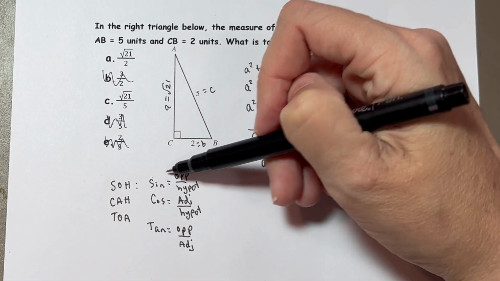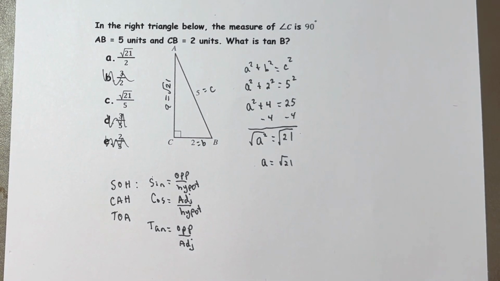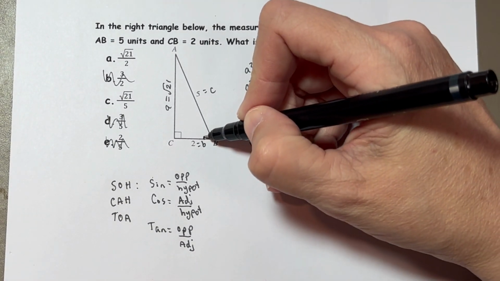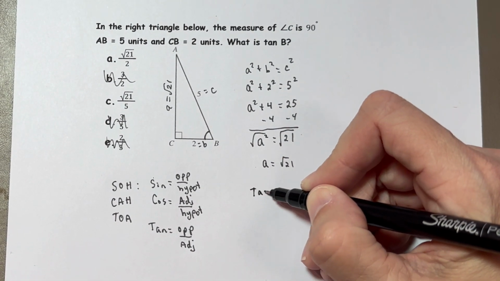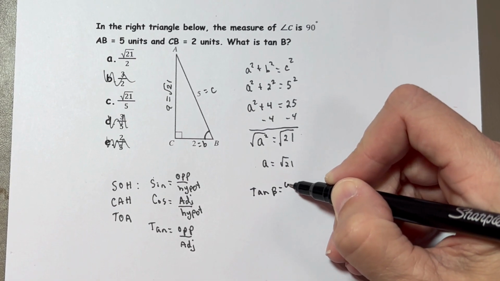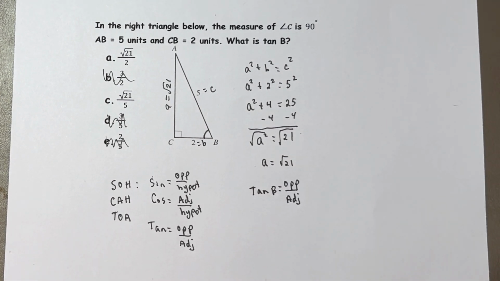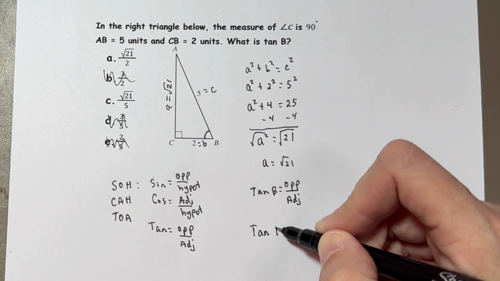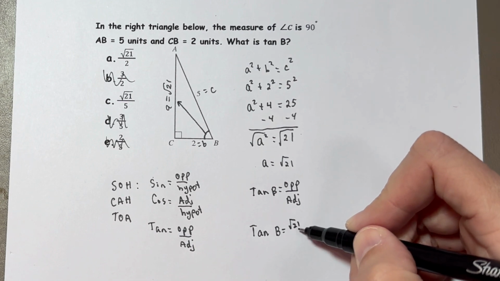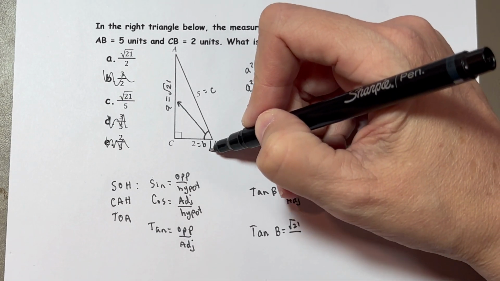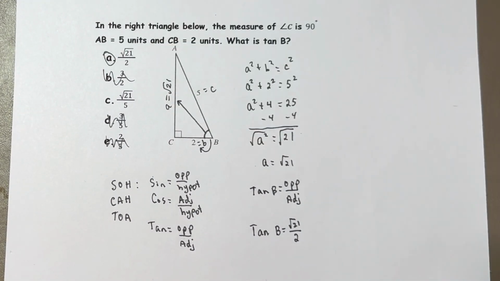Look at the letters. SOHCAHTOA. Now, what are we looking for? We're looking for the tangent of B. Well, from what I just showed you, tangent of B is going to be the side opposite over the side adjacent. So tangent B, the side opposite that angle is square root of 21. The side right next to it is 2. So there's your answer, A.